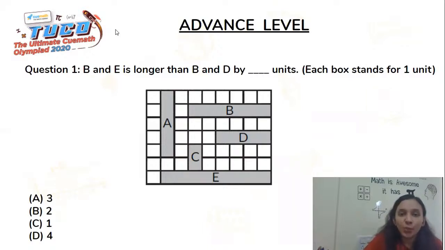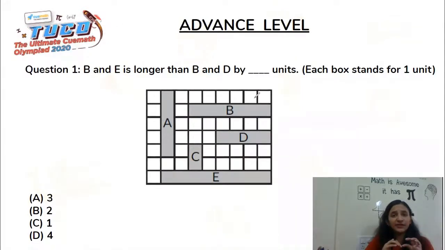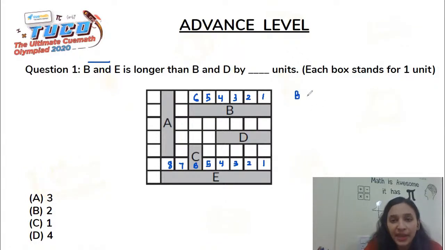So we'll first go in with B, and B has been given as a single bar. But on top of it, if you would see, there are boxes, and each box in the grid stands for 1 unit. So let's see how many units B is. So it's 1, 2, 3, 4, 5, 6. Then B and E was the first, so we'll go in with E. So 1, 2, 3, 4, 5, 6, 7, and 8. So if we were to write B and E put together, it is 6 plus 8, which is equal to 14. Now we'll go in with B and D next.